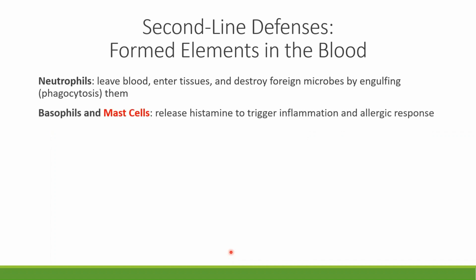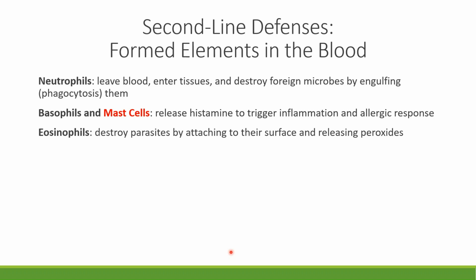The basophils and mast cells are capable of releasing a very important compound called histamine and other chemicals to trigger inflammation. And this is what can cause allergic responses. So you can imagine that these two types of cells are quite often involved in allergies that people experience.